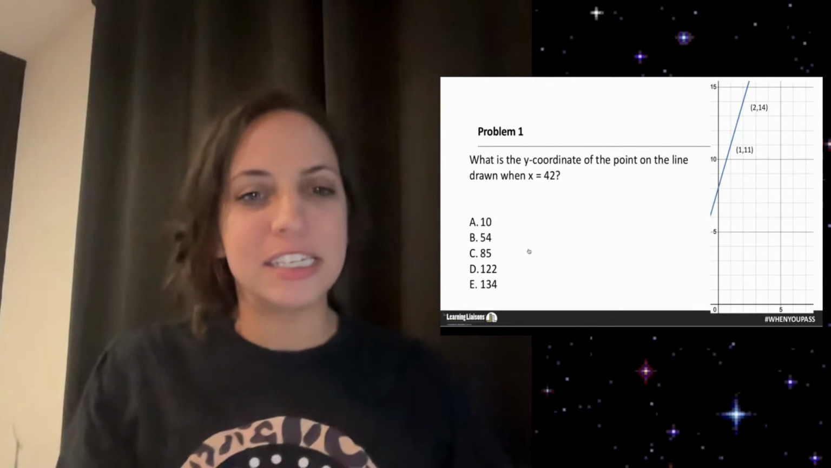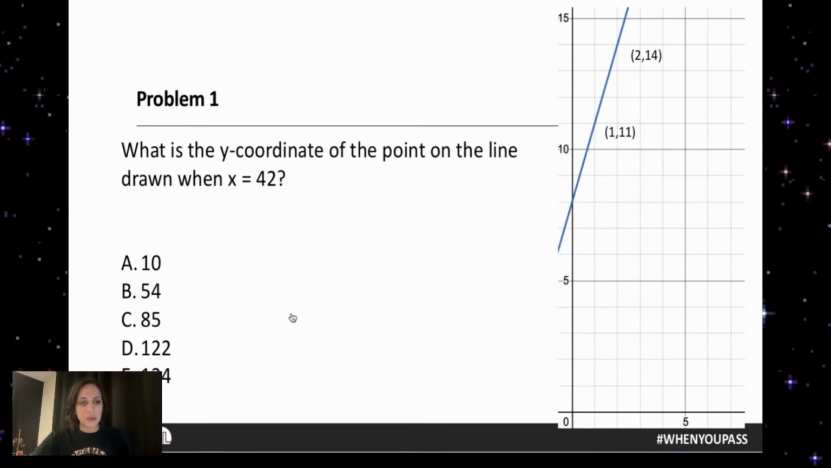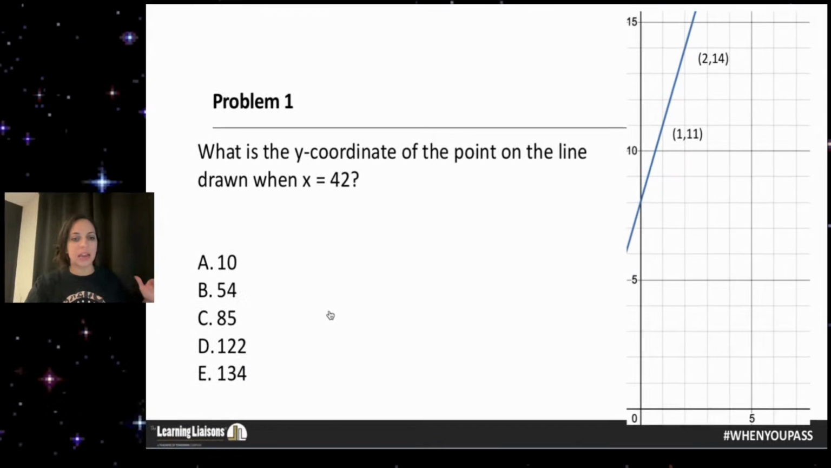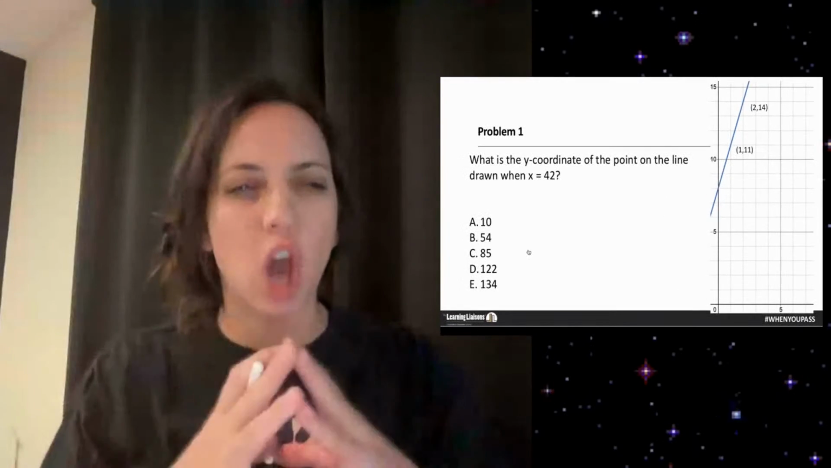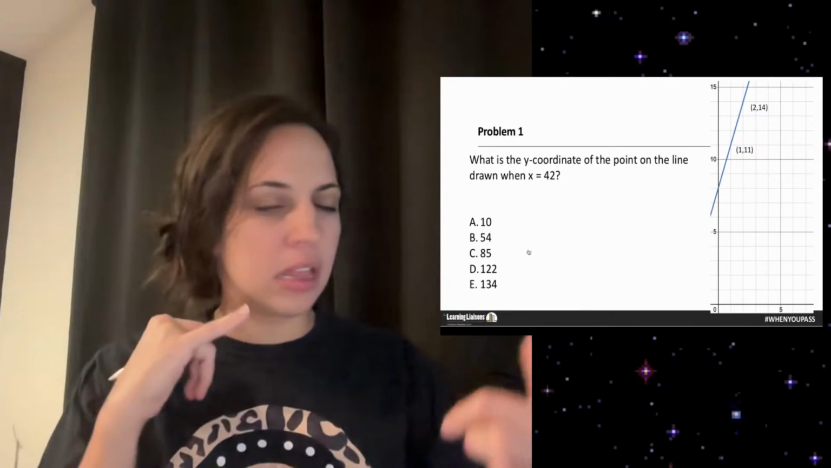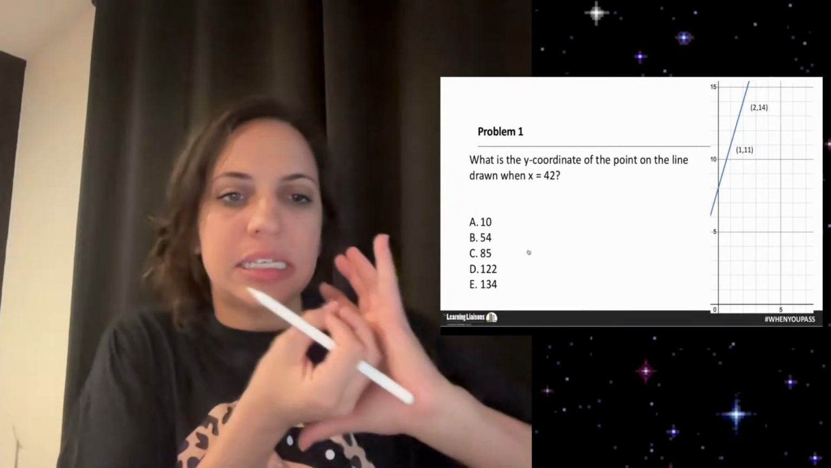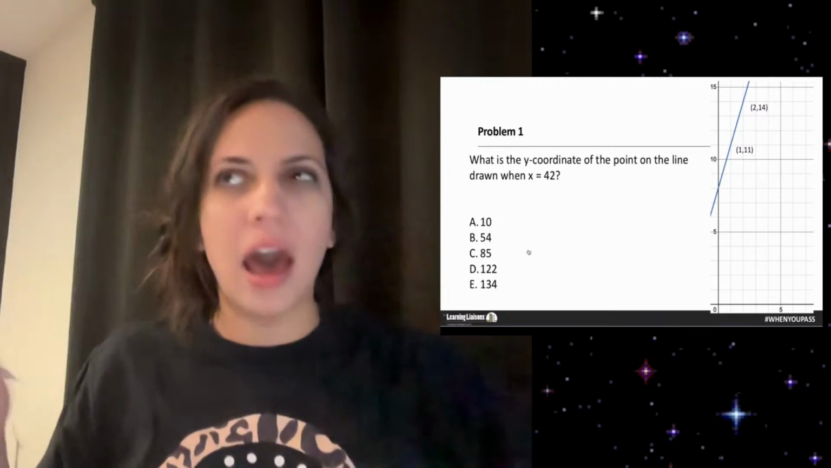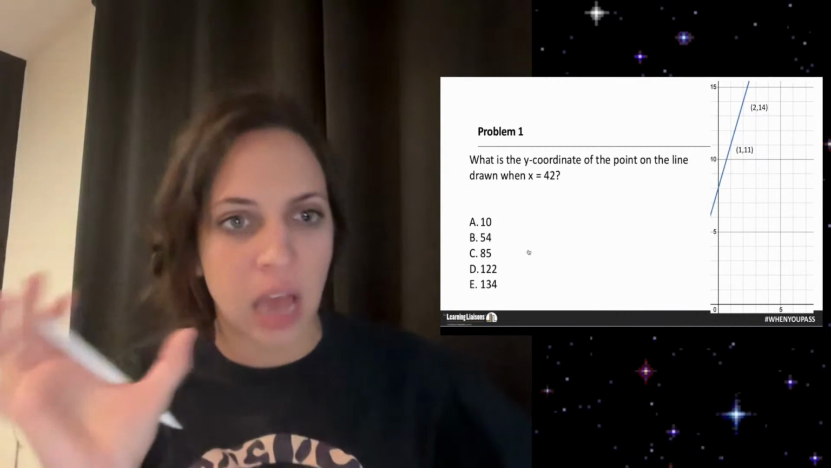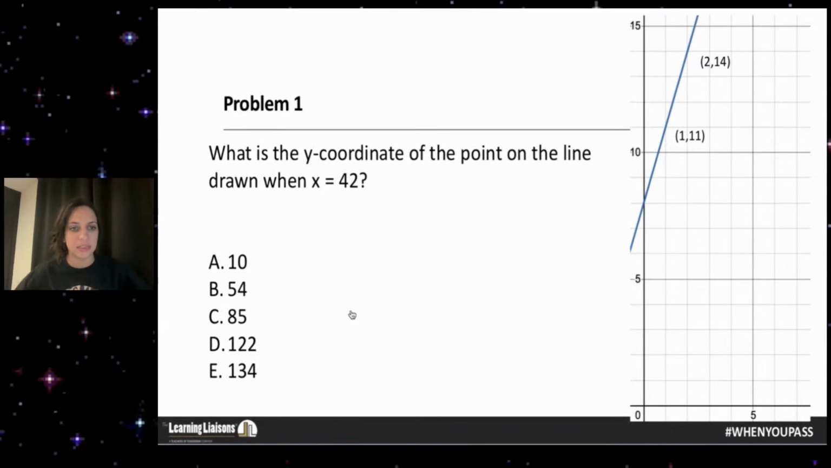All right. So this is a problem that everybody needs to be aware of. Everybody needs to understand how to solve this problem because this talks to graphing, linear equations, and there's quite a bit of tasks and topics that can stem from this. So what is the y coordinate of the point on the line drawn when x equals 42?